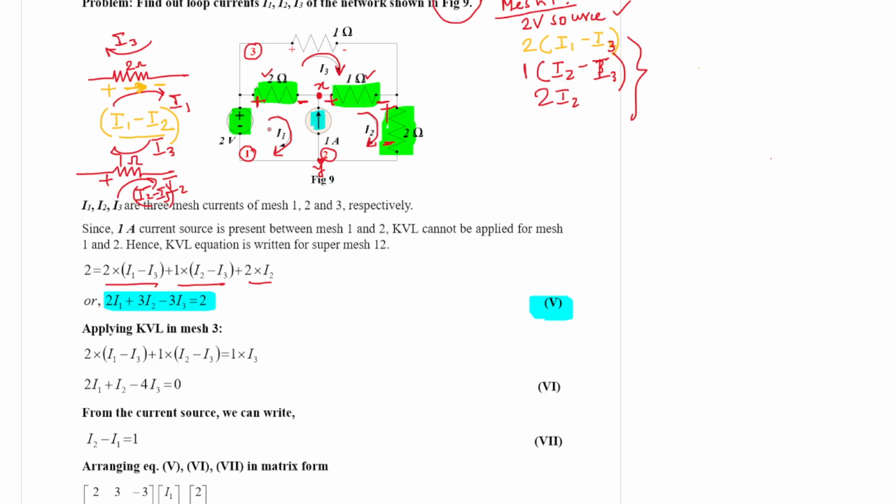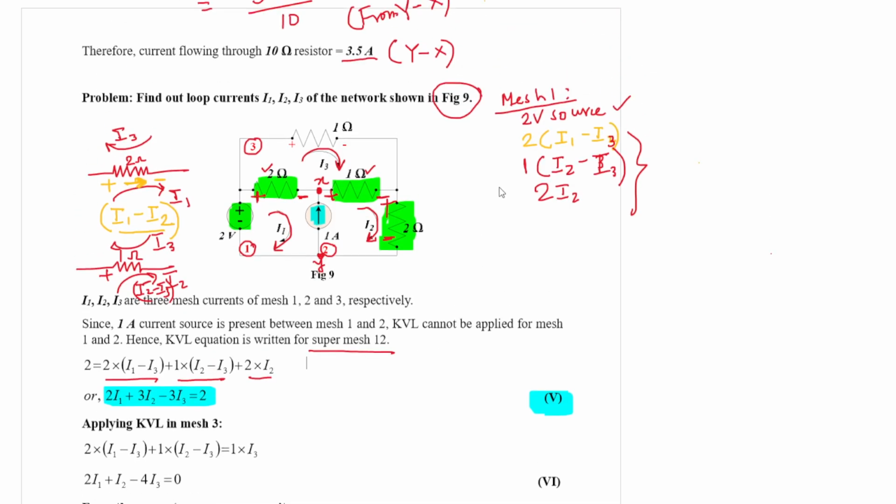That is why the potential drop across this branch XY is not possible. So those two meshes, which are both common to the 1 ampere current source, are clubbed together and considered as a super mesh. It is considered as super mesh 1, 2. So basically this is not mesh 1, it is called super mesh 1, 2.